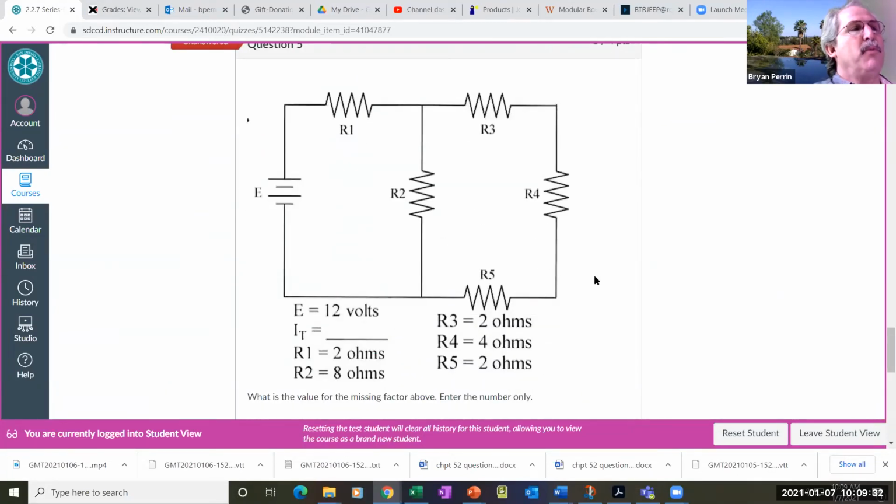So this one looks more intimidating, but wait a minute. R2 is 8 ohms. R3 is 2. R4 is 4. R5 is 2. Well, 2 plus 2 plus 4 is 8. Do I have 2 equal parallel circuits now? Yes. So an 8 ohm circuit, their effective resistance in parallel is going to be 4 ohms. And we know that R1 is 2 ohms. So 2 ohms plus 4 ohms is 6 ohms. 12 divided by 6 is how many amps? 2. There you go.